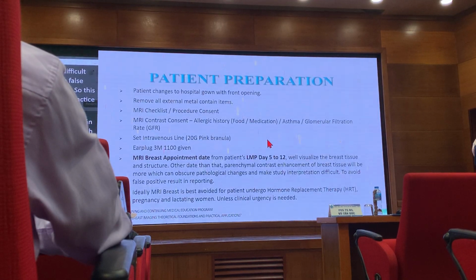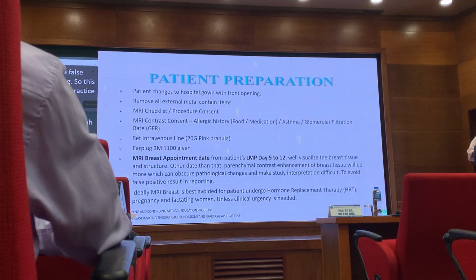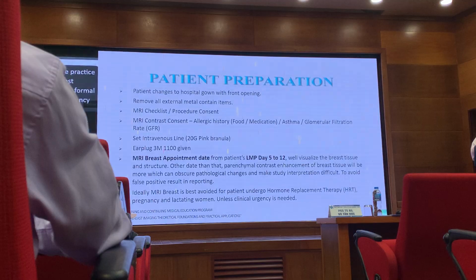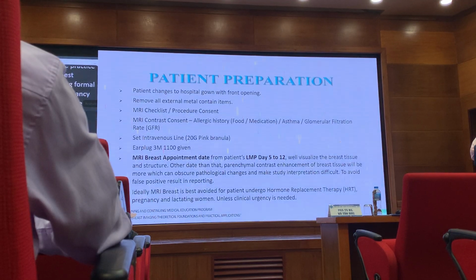Ideally, MRI breast is best avoided for patients undergoing hormone replacement therapy, HRT, and for pregnant and lactating women. It is the same thing, because of the hormone changes, we are afraid of a false positive result.